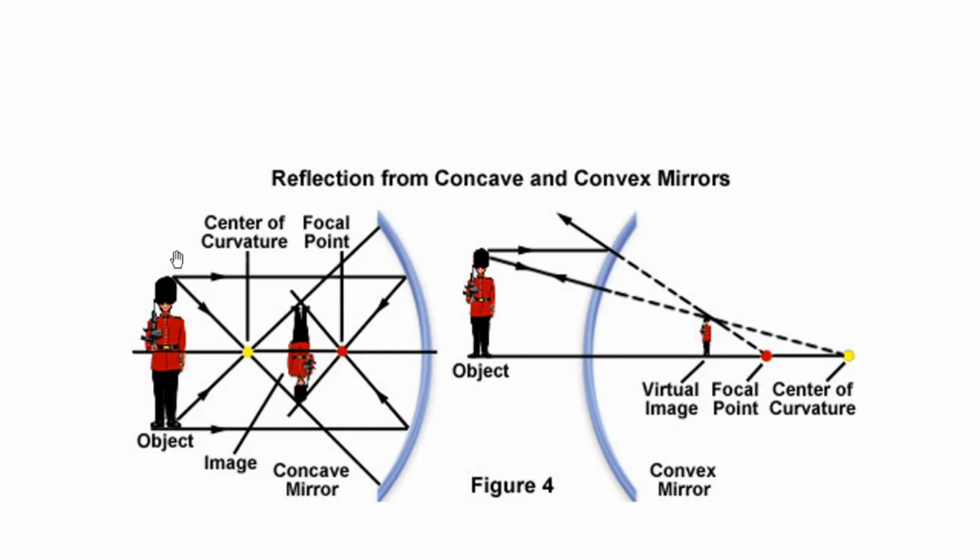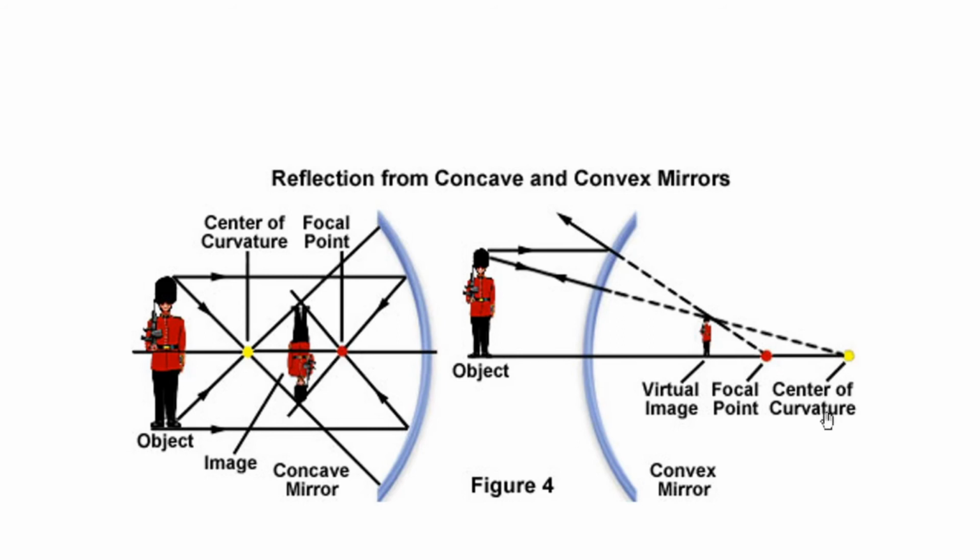He is standing erect, but the image formed is inverted, and it is formed between what? Center of curvature and focal point. Why is it formed between here? Because the object placed here is beyond the center of curvature. But whereas in a convex mirror, when we place an object here, the incident ray passes through the focal point and the virtual image is formed.